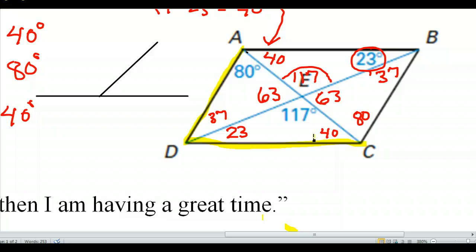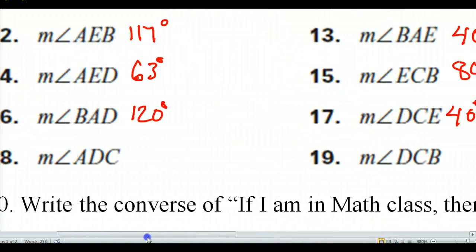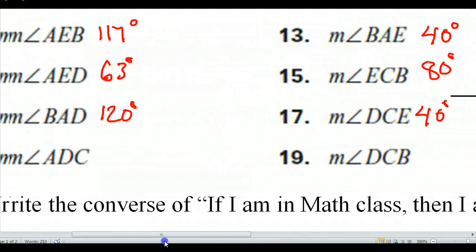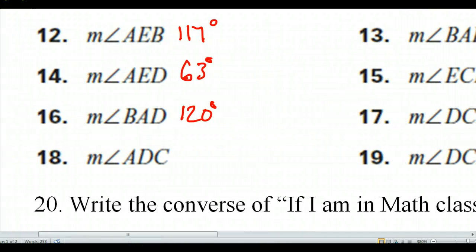Wait, which one are you on? We are on number 19. 18. I thought you were on... Okay. So number 18 was 60.